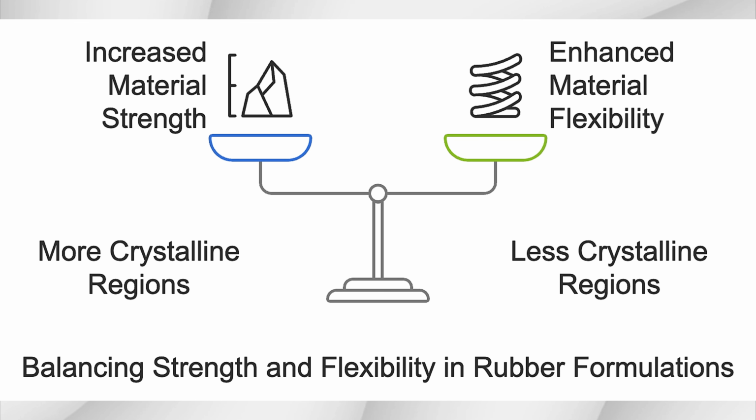When working with rubber formulations, it is important for a rubber technologist to understand how the degree of crystallinity in a polymer also affects the final properties of the product. Here are some key points to consider. Balancing flexibility and strength, because a material with more crystalline regions will be stronger but less flexible. For products like tires, you need the right balance. Too much crystallinity and the tire becomes brittle. Too little and it won't be strong enough.